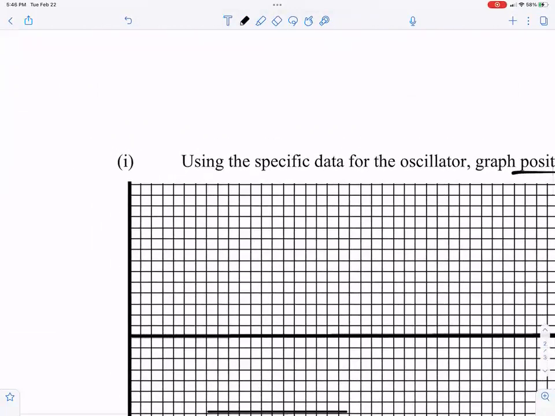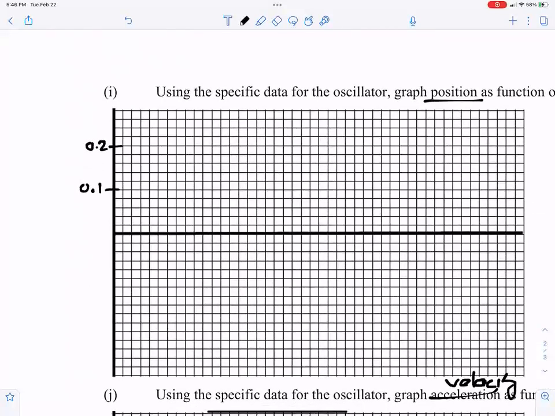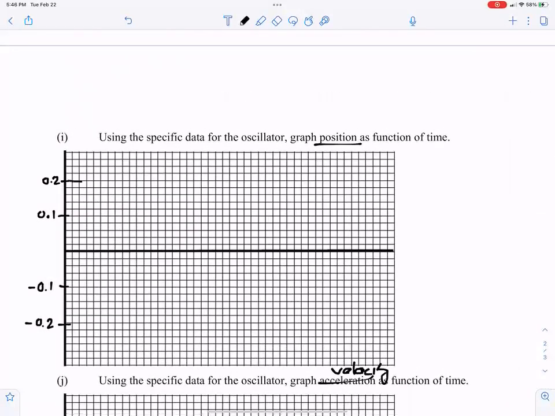So I'm thinking I'll go, I don't know if I have 20 boxes. Let me see. 1, 2, 3, 4, 5, 6, 7, 8, 9, 10. No, I don't have 20 boxes. So I'm going to go 1, 2, 3, 4, 5. That's 0.1. 1, 2, 3, 4, 5. That would be 0.2. So go down 10 boxes. 1, 2, 3, 4, 5. There's negative 0.1. 1, 2, 3, 4, 5. There's negative 0.2. Go ahead and make a dashed line across there to represent your constant amplitude that you'll be plotting in a moment.